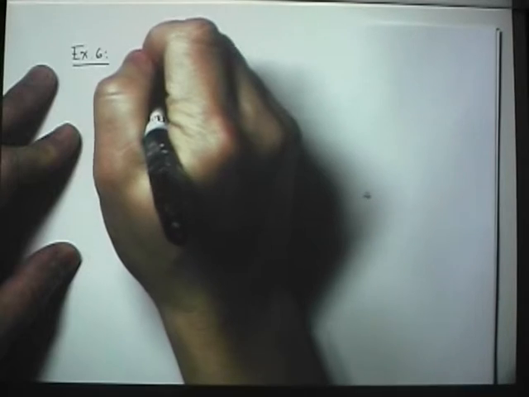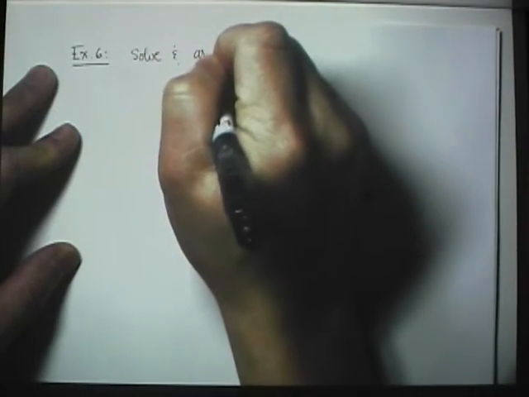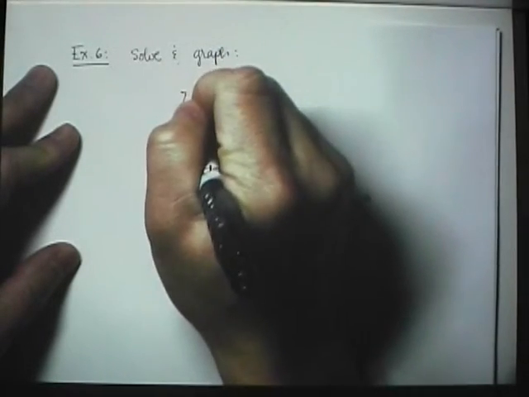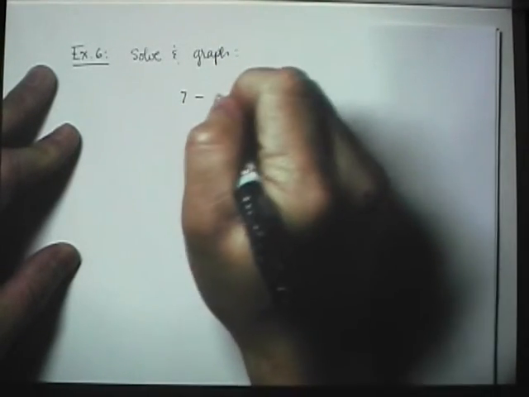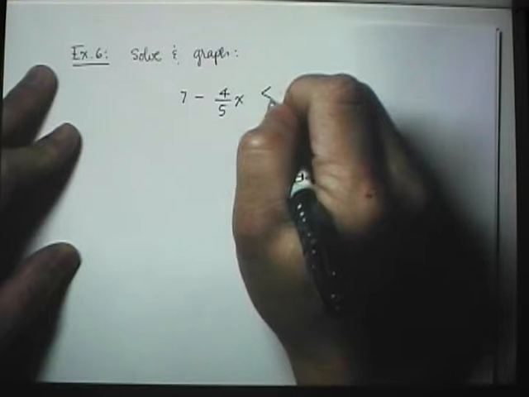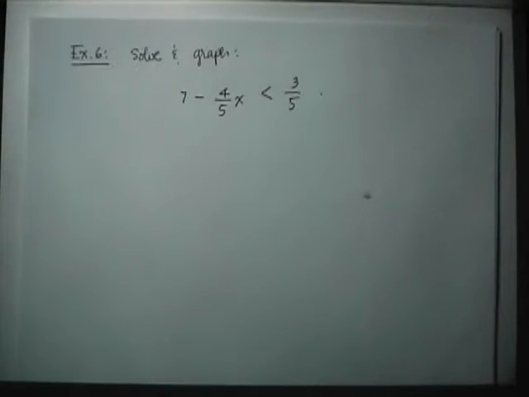Here's another example for you to get more and more comfortable with solving inequalities. This time we're still doing the same task. We would like to solve and graph the inequality, but let's get some fractions involved here. How about 7 minus 4 over 5x less than 3 over 5?